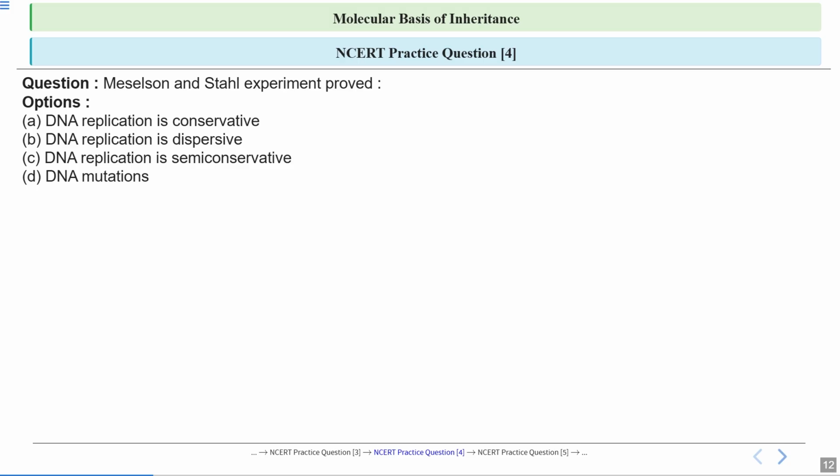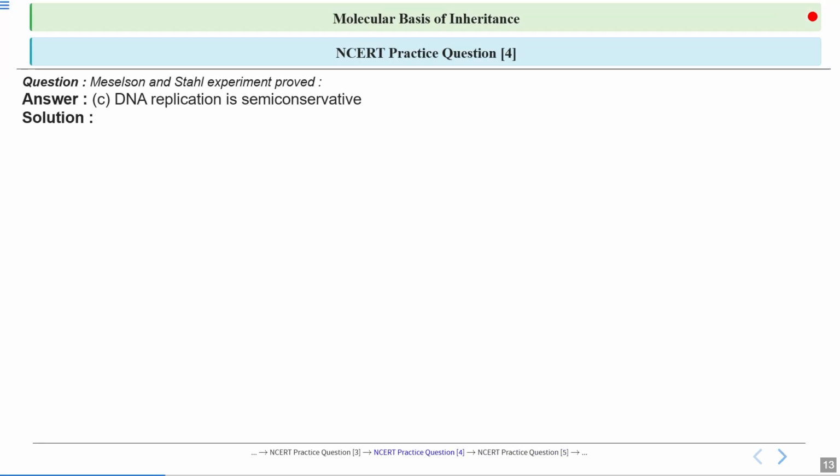So let's have a look at the answer. This is a very straightforward question. Option number C is the correct answer. DNA replication is semi-conservative. It means whenever a new molecule of DNA is synthesized, one will be the parental strand and another one will be the newly synthesized strand.